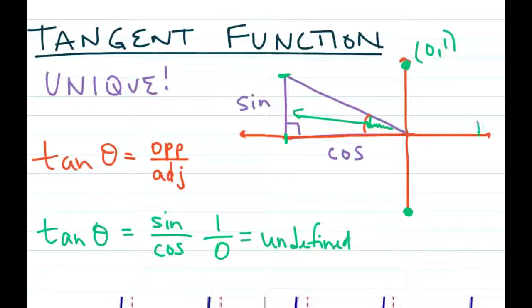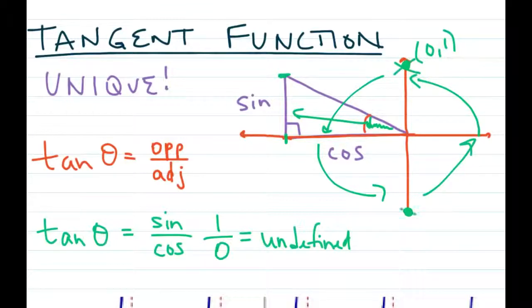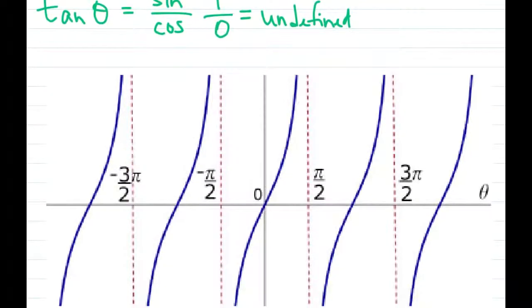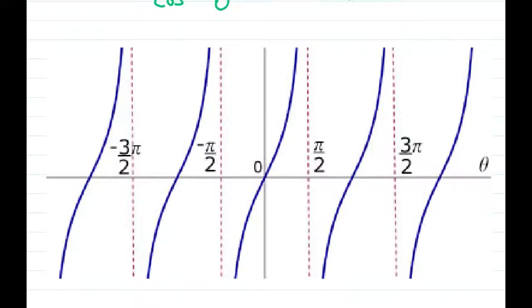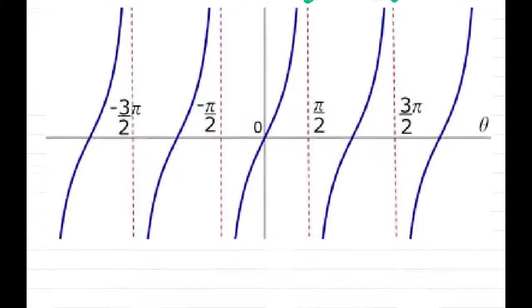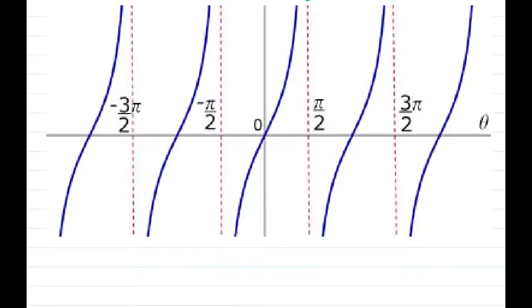As you rotate around this circle, every 180 degrees you're going to get a break in the graph. And what that looks like is this. Here's this pi over 2, this dotted line right here. That's that first 90 degrees. And here's the second one. You can see that this creates what these dotted lines are called, vertical asymptotes.